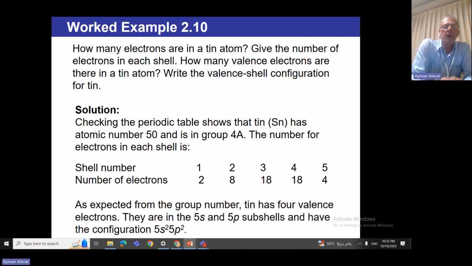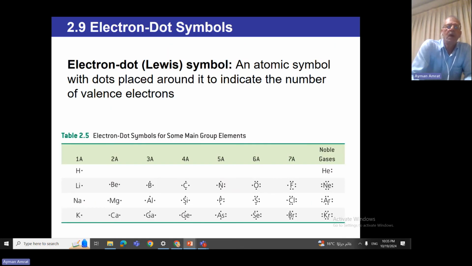The general formula for group 4A is ns2 np2, for tin 5s2 5p2. Now the electron dot symbol, because the most important electrons for properties and behavior are the outermost shell, or valence electron shell.